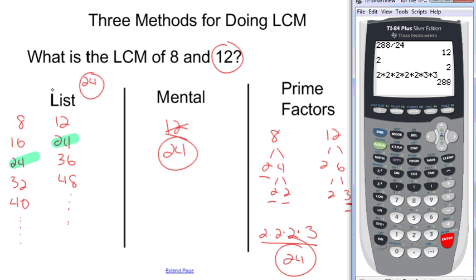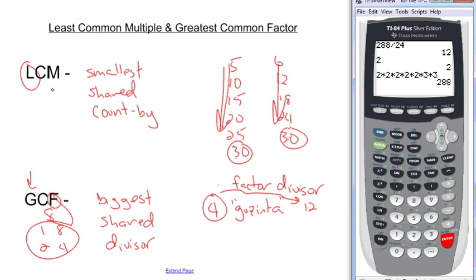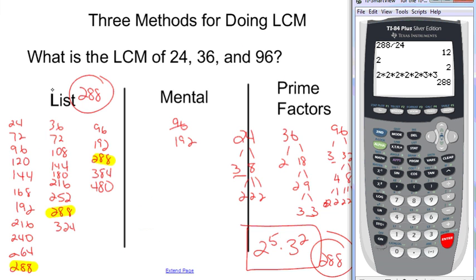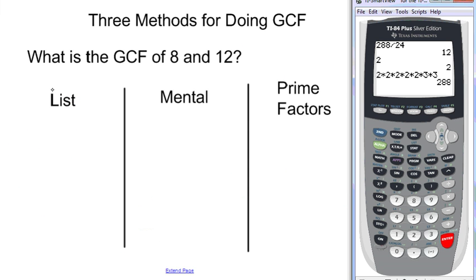Okay. Oh, excuse me. I think I just went back too far. Okay, so what's GCF of 8 and 12? Well, there's the list method, okay? The list method is not listing out the count bys, it's listing out the divisors. So for 8, it's 1 and 8, and then 2 and 4. For 12, factors are 1 and 12, 2 and 6, 3 and 4. Okay? Not too long to do because small numbers have few factors.